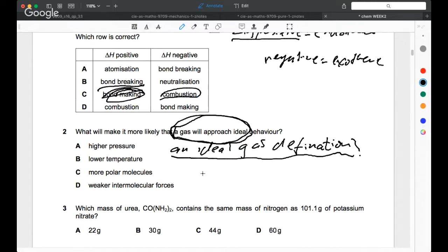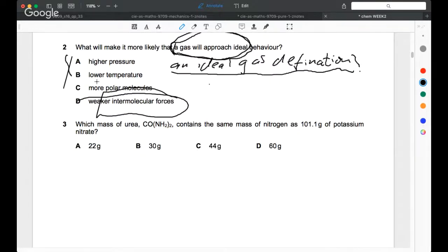So it also assumes that there are no attractions between the particles. Yeah. So weaker intermolecular forces. So there's no attraction between them. Yeah. So that would be D, T. So all those things, those two, do not change the definition. There's no definition about the pressure and temperature. It does not change the intrinsic property of the gas. So this will make it further away, because if it's more polar, then there's more interaction force.